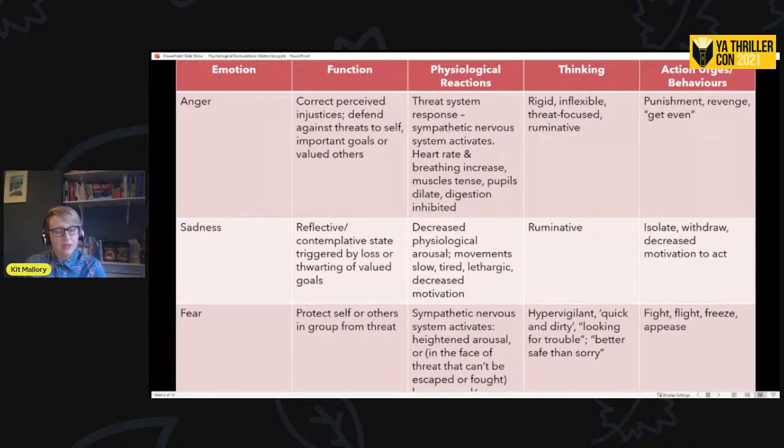So again, bearing in mind thriller writing, probably lots of stressful things are happening for your characters. It's worth thinking about that. How did your character respond in a stressful situation? How do they feel about that afterwards? How does that affect their view of themselves?